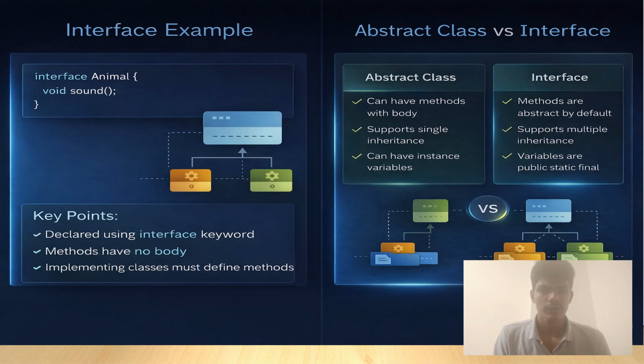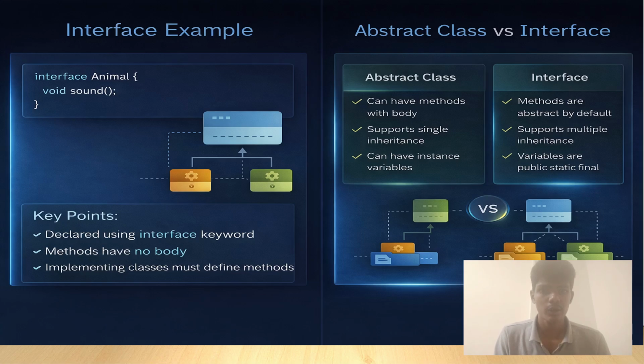An abstract class is declared using the keyword abstract. You cannot create objects of an abstract class. It can have both abstract methods and concrete methods. It acts as a base class for other classes. For example, imagine a class called Animal. It may have a method like eat already defined, but a method like sound may be abstract. Different animals will implement sound differently. So abstract classes allow code reuse and partial abstraction.